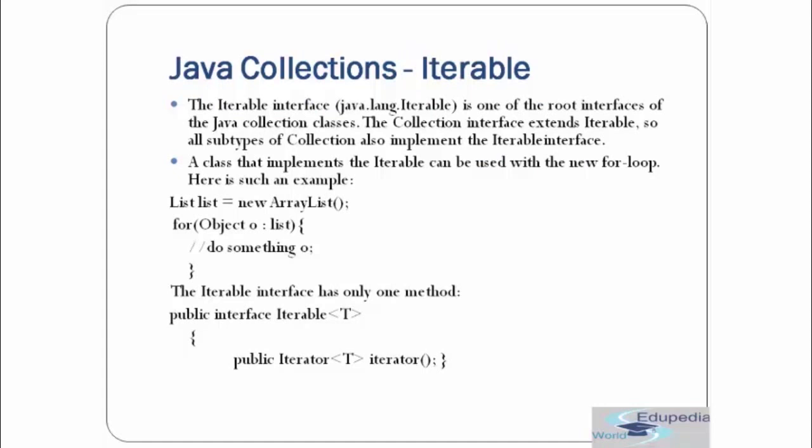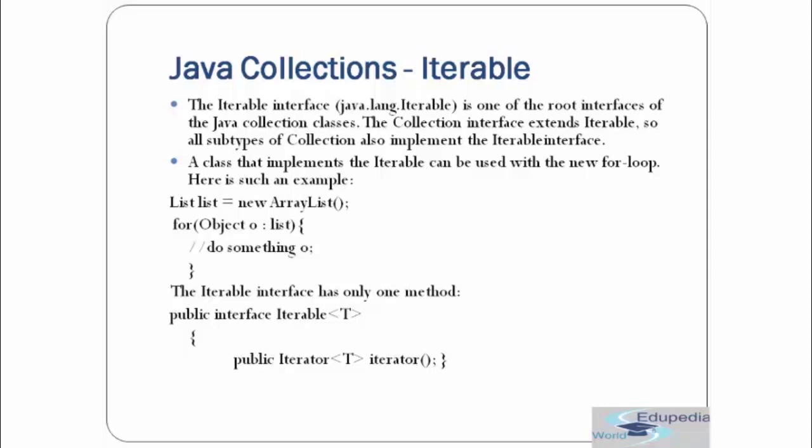So let's see first of all the iterable interface. The iterable interface is one of the root interfaces of the Java collection classes. The collection interface extends iterable, so all subtypes of collection also implement the iterable interface. A class that implements an iterable interface can be used with the new for loop. Here is such an example.